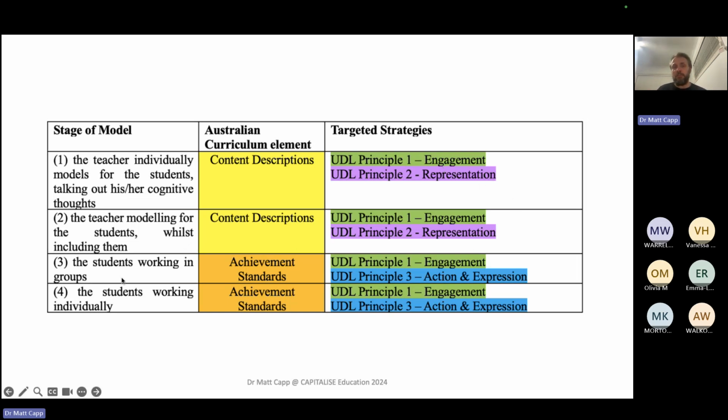When the students are working in groups and individually towards the achievement standards, principle 1 of engagement still applies, but principle 3 around action and expression, the strategies related to those UDL checkpoints are then useful. So really this process is deconstructing what we know, identifying what will work, and then slowly embedding it all like a jigsaw into that explicit instruction model.